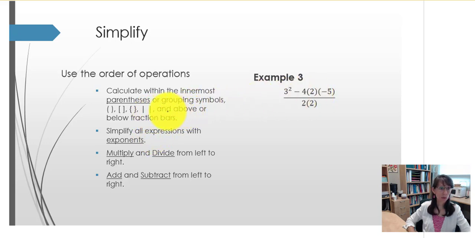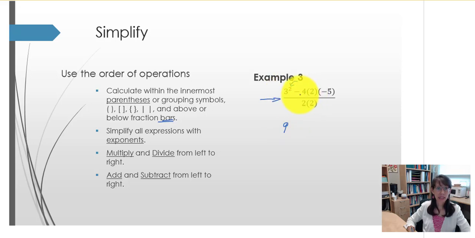Our other grouping symbol, which is harder to identify maybe, is that we do have a fraction bar. So right here is the fraction bar breaking the problem into a numerator and a denominator. So that allows us to simplify each of those locations separately. All right, we'll start in the numerator. We have an exponent here, so 3 squared could simplify as 9.